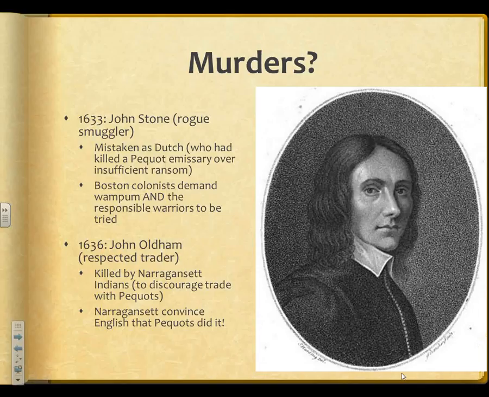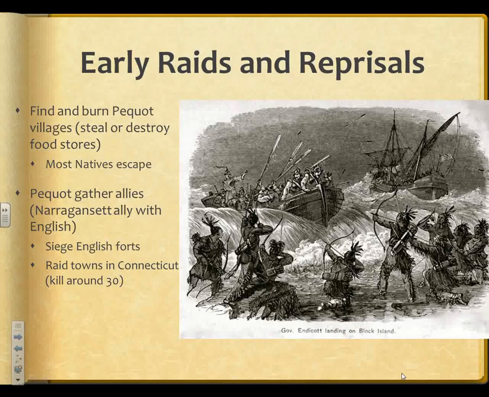But the Narragansett convinced the English the Pequot did it. It wasn't the Pequot, though. But the Narragansett tell the British the Pequot did it. So the British get really angry, and I'm sure that you know what the next slide is going to say, right? That is to say that the English are going to go after and find and burn Pequot villages to the ground. Most of the Native Americans are going to escape, although they're going to have a really tough winter because many of their winter stores have been taken.